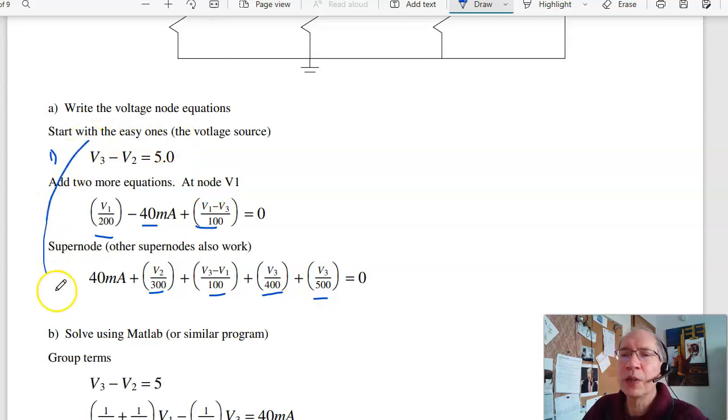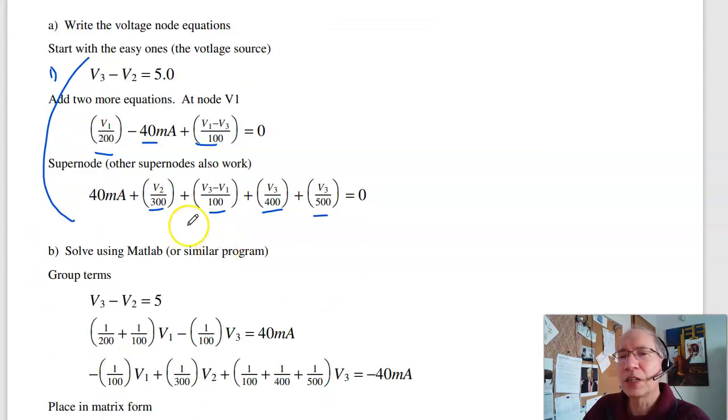So now I've got 3 equations, 3 unknowns. To solve, what I do is I group the terms. So pull out the V1, gives you 1 over 200 plus 1 over 100 V1 minus 1 over 100 V3 is 40 milliamps. Group all the terms together here. I get minus 1 over 100 V1 plus 1 over 300 V2 plus 1 over 100 plus 1 over 400 plus 1 over 500 V3.